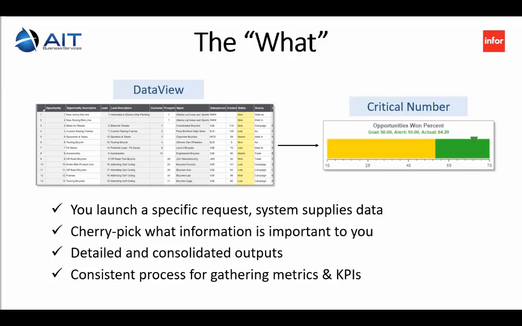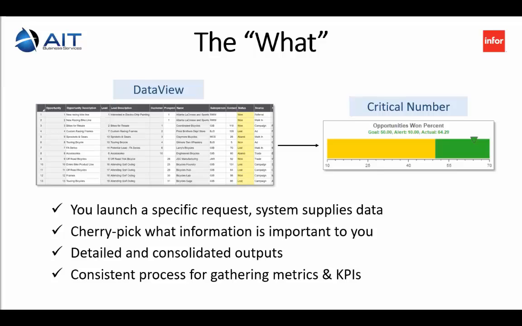By contrast, critical numbers are a much higher level kind of metric. So a data view is going to go out and fetch you all of the records that you need that meet your search criteria, and it's going to present it to you again just as this data table, the rows and columns very similar to Excel. So the image on the left is what a typical data view might look like. And a critical number is going to do all of that.